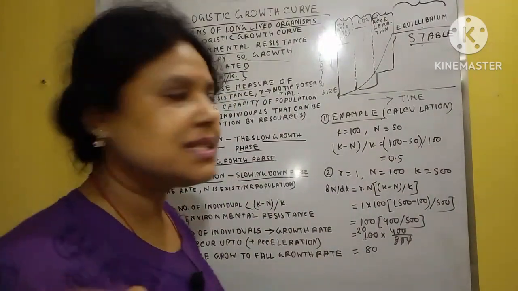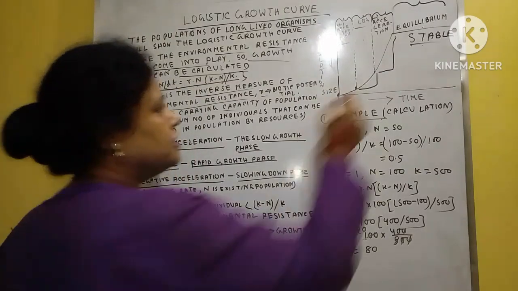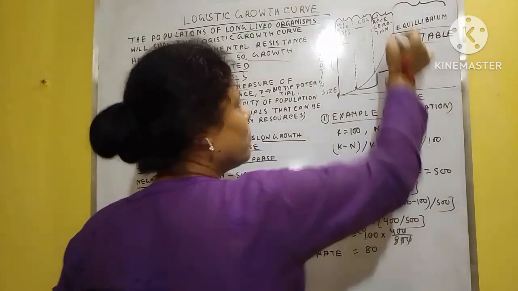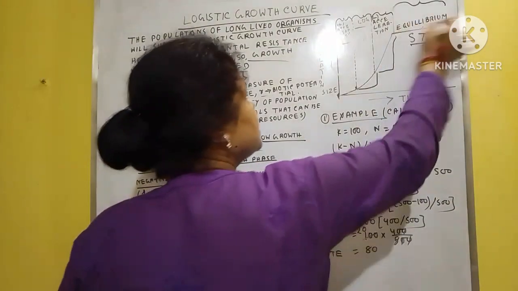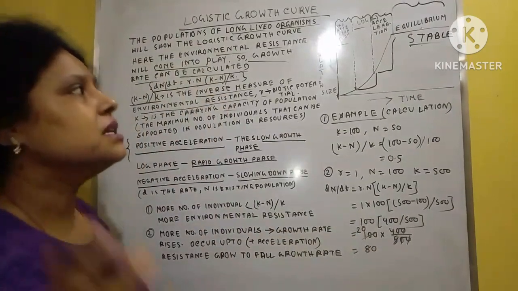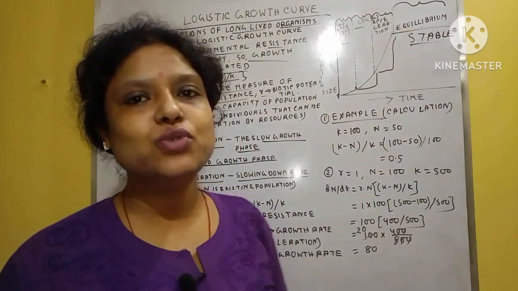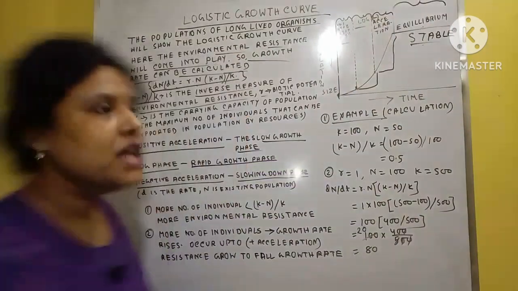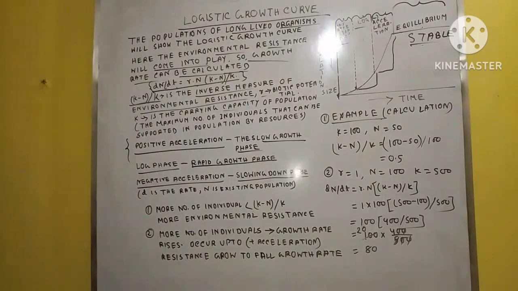I think you can understand it properly. This is the very slow rate phase, this is the speedy rate phase, and this part is where the rate slows down again, and this phase is equilibrium. That means the number of individuals is stable, and no more individuals are possible in that habitat. So this is the explanation of the logistic growth curve.